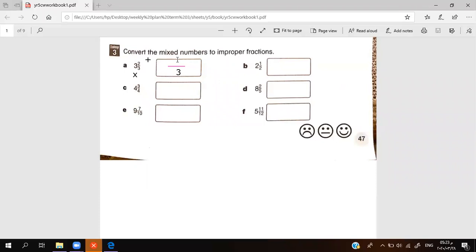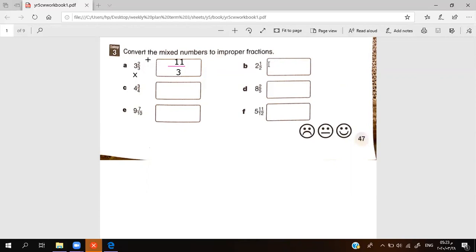Okay, how can I find the numerator? As I told you, multiply down and then add up. Multiply down: I will make here 3 times 3. I'm multiplying by the down number. 3 times 3 is what? 9. And then I'm going to add up, which is add the 2. 9 plus 2 is 11.